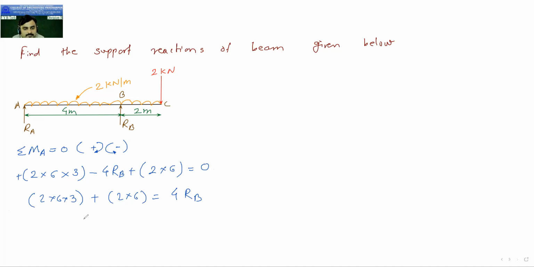What is the answer then? 12. So RB is equal to 12 kilonewton. And our assumed direction is correct as we have got the plus answer. Okay. So now apply summation Fy equal to 0. Upward is plus, downward is minus. So now RA, which is moving upward, plus, then this UDL, it is minus. Okay, because it is moving down.